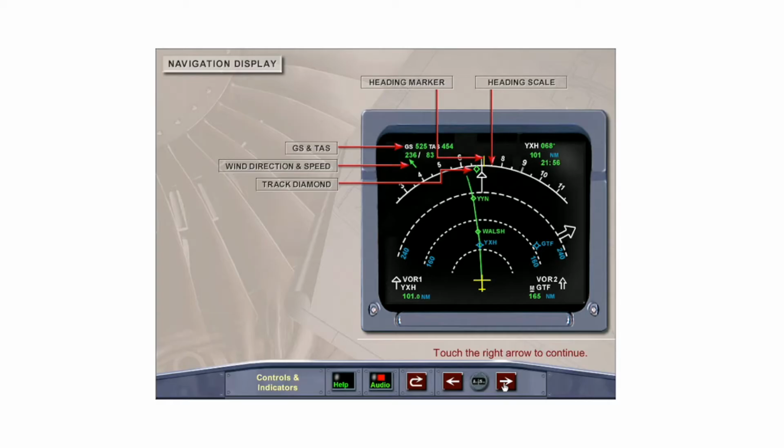The navigation display displays ground speed, true airspeed, wind direction in degrees true and speed in knots, a green pointer for magnetic wind direction, a green actual track diamond, and a graduated heading scale as computed by the air data and inertial reference system.